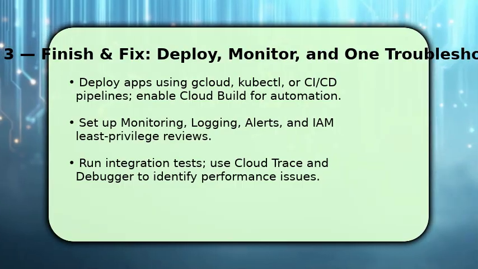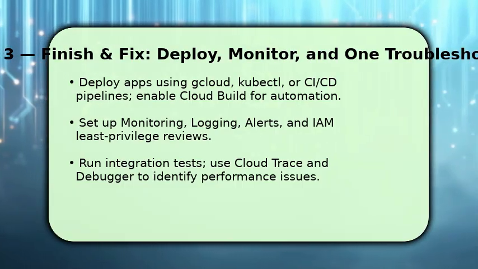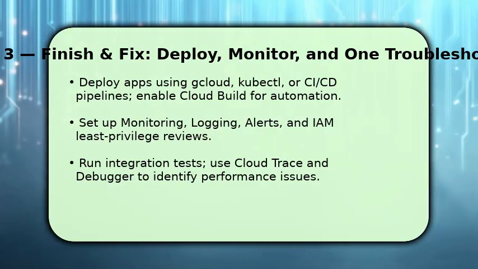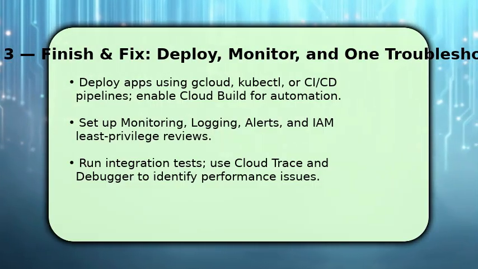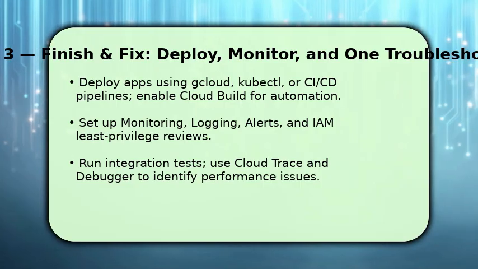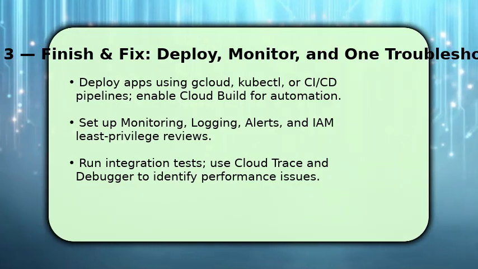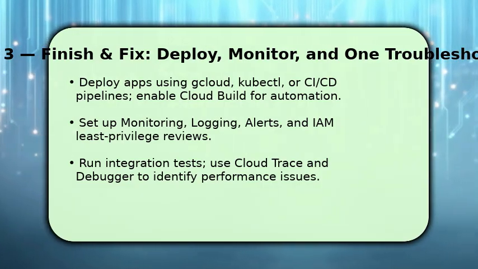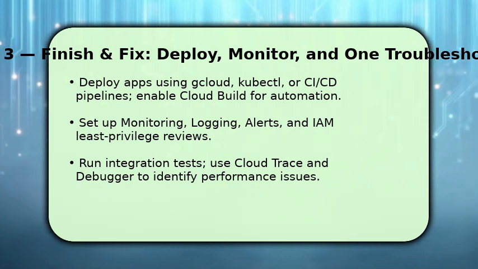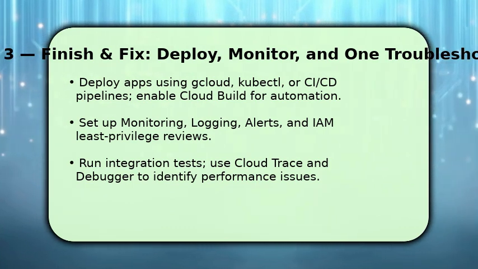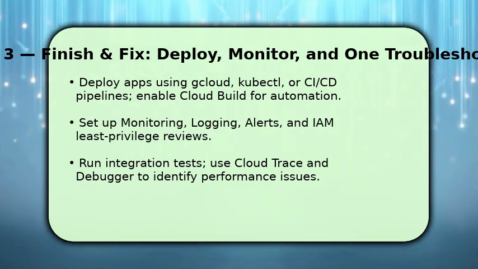Then enable monitoring, logging, and alerts to watch health and costs. Run integration tests and simulate traffic. If something fails, check IAM permissions first. Misconfigured roles often cause failures. As a troubleshooting tip, inspect Cloud Logging and Cloud Trace together to pinpoint where requests fail or slow down.